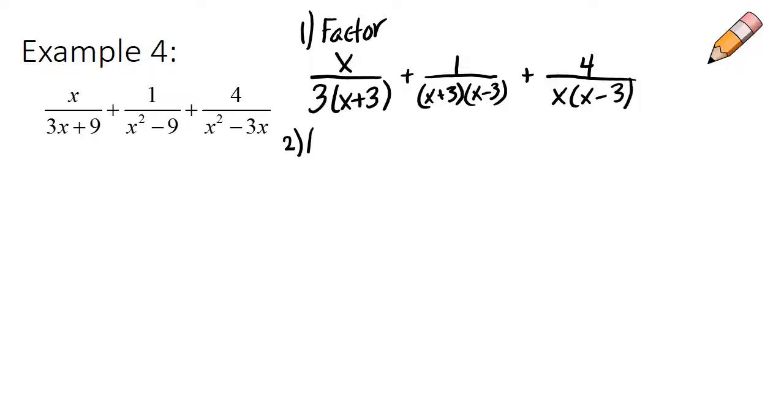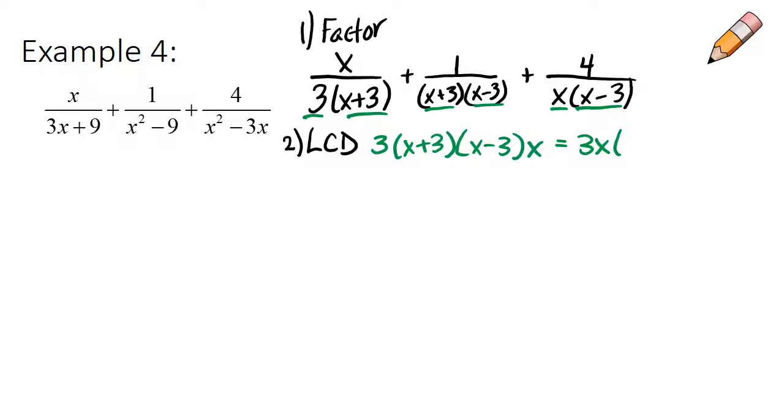My second step is to find my LCD. So if I take a look, I'm going to write each piece of the denominators once. So I have a 3, I have an x plus 3, x plus 3 again, but I only need to write it once. Then I have an x minus 3, I have an x, and I have x minus 3 again, but I'm only going to write it once. So what I'm looking for is what do all the denominators have in common? I'm going to rearrange this just a little bit and put that 3x out front to make it a little easier.